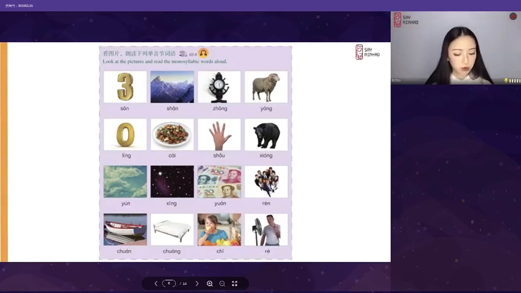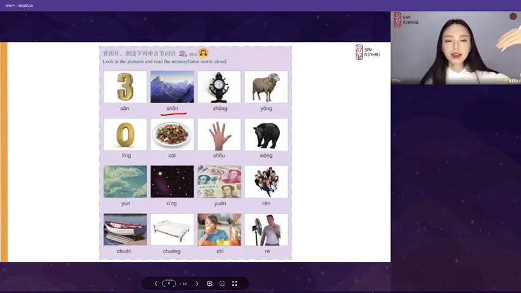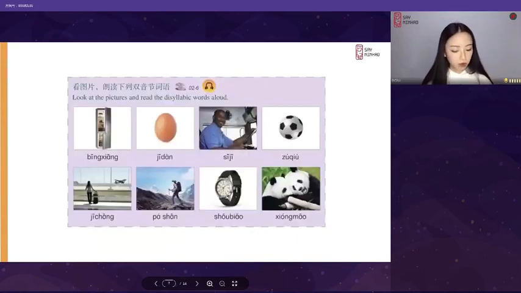Now let's try to read from the start. Read from the start each four twice. 3, 2, 1. 三, 三, 山, 山, 中, 中, 羊, 羊, 零, 零, 菜, 菜, 手, 手, 熊, 熊, 云, 云, 星, 星, 圆, 圆, 人, 人, 船, 船, 床, 床, 吃, 吃, 热, 热. Good job, good job. So this is the monosyllabic words.